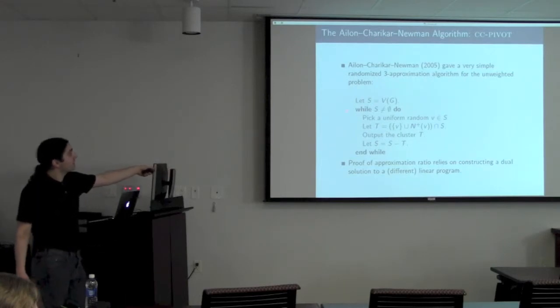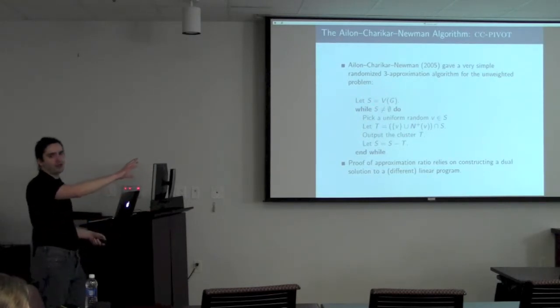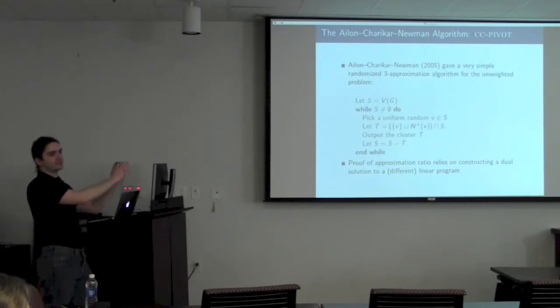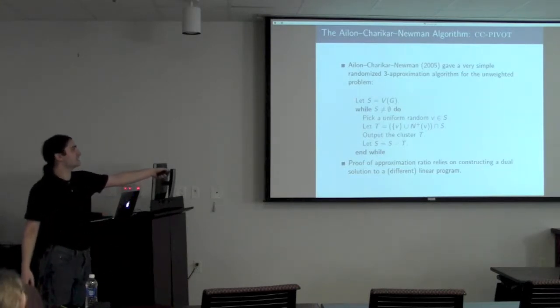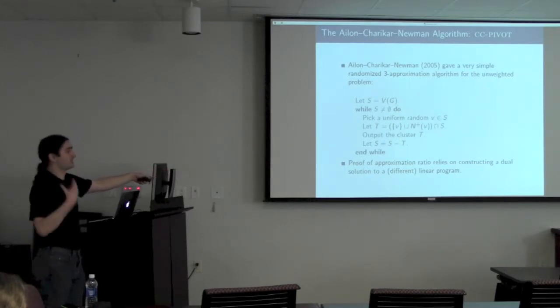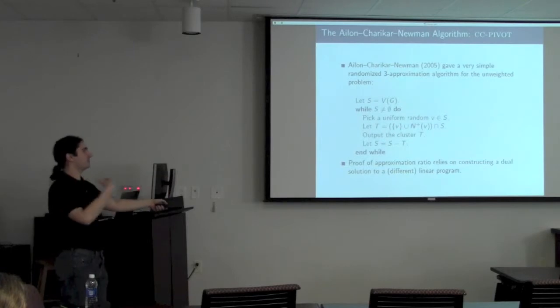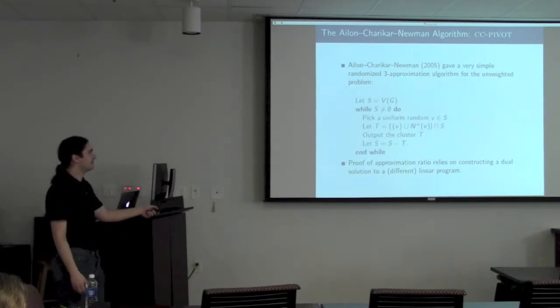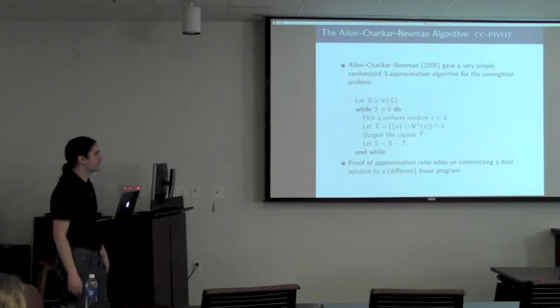So all you do is you start with, again, all your vertices active. As long as you have some, you pick a vertex at uniform random and cluster it with all its positive neighbors that you still have. We're back to the unweighted case here, where you just have plus and minus labels again, not weights. So you pick your vertex at random, cluster it with all its positive neighbors that are still available, and just keep going until you've used up all your vertices.